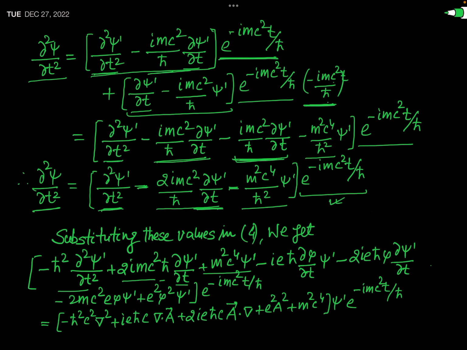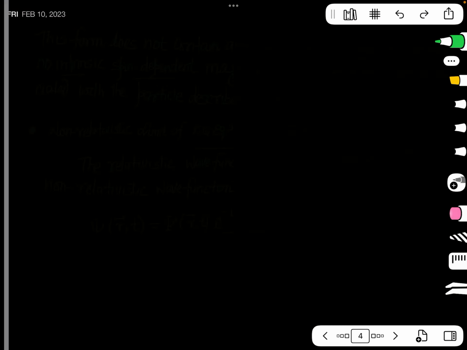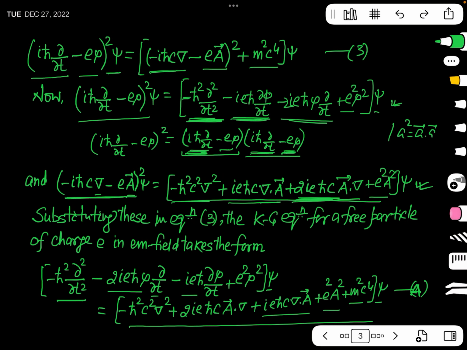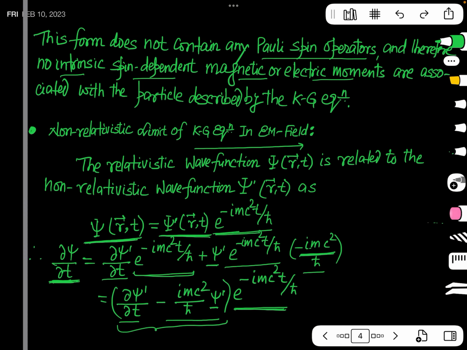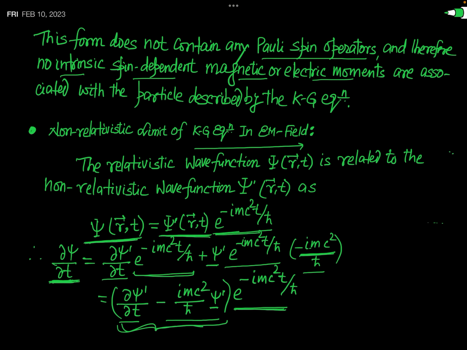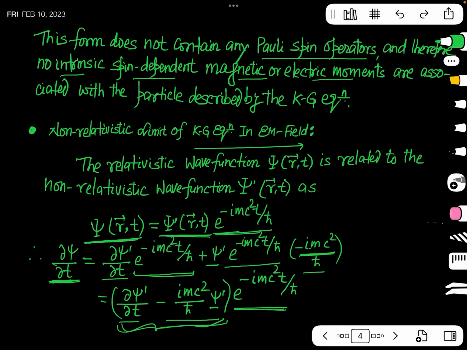Okay, now the second term in this equation is what? You can see the second term is minus 2ieħφ ∂/∂t. When this is operated on ψ, this will be ∂ψ/∂t. In the second term, ∂ψ/∂t is present, and you have obtained the value of ∂ψ/∂t here, so this value will be substituted at that place.